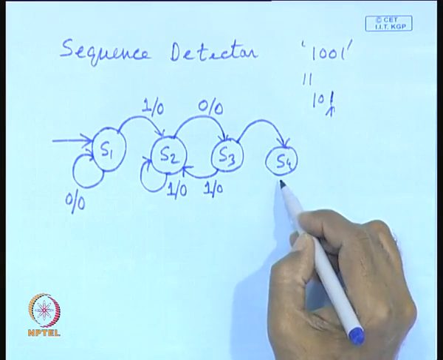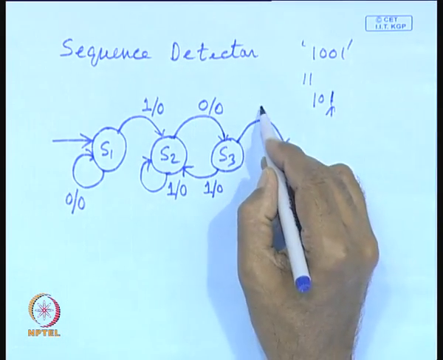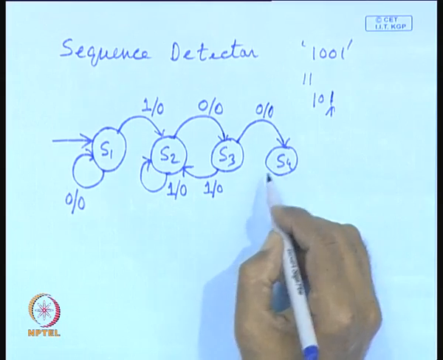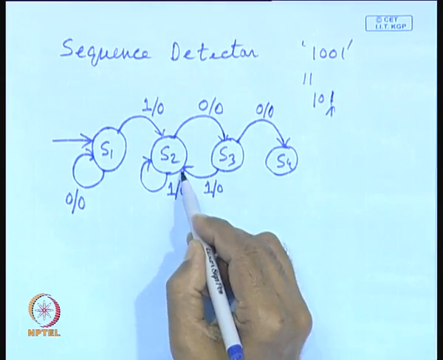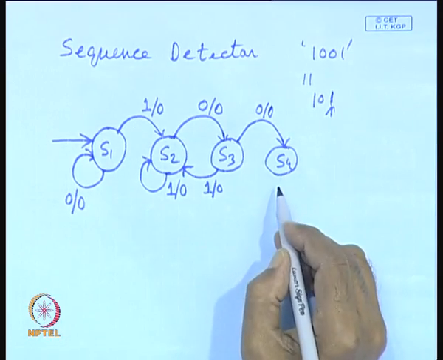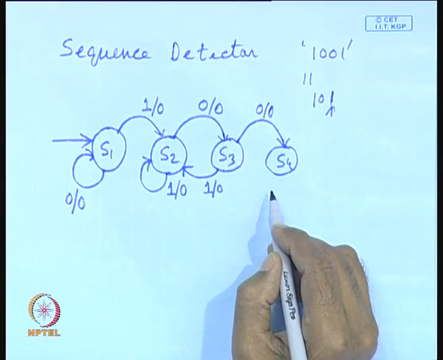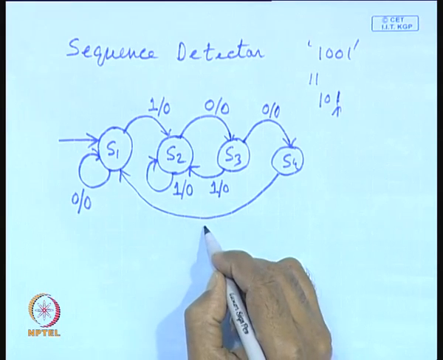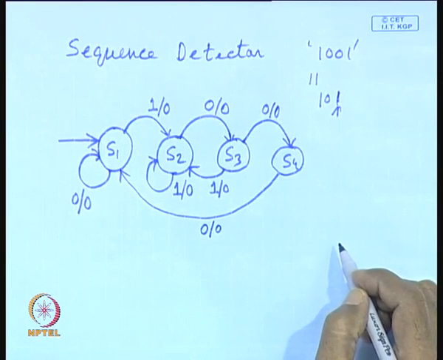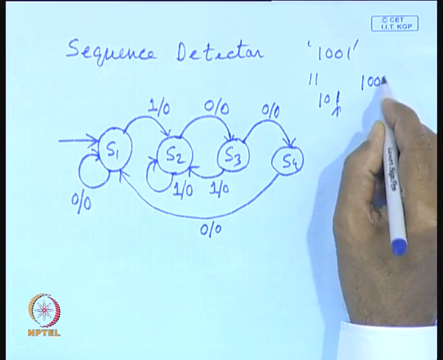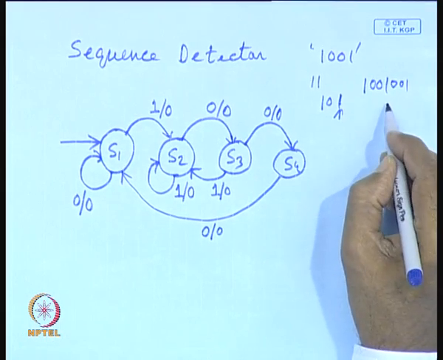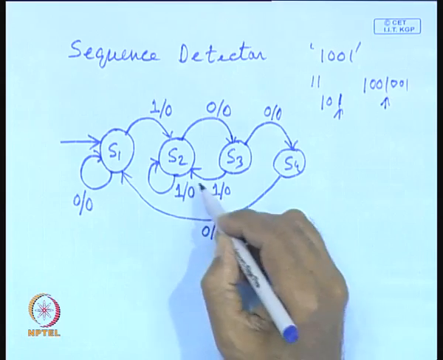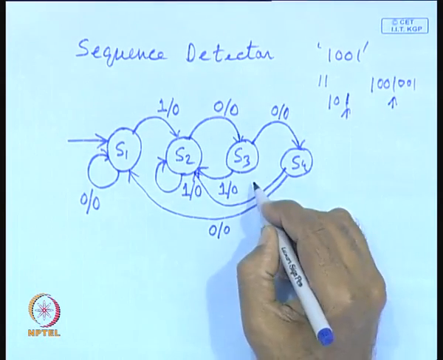Now, when the machine is in state S4, we have seen 1 0 0, and a 0 has come. Now, either a 0 or a 1 will come. Let us assume 0 comes. If a 0 comes, it has to go back to this point, that means 0 by 0. Now, what will happen if a 1 comes, where should it go? You see 1 0 0 1. You cannot rule out the possibility that this is the end of 1 0 0 1 but also the beginning of another 1 0 0 1. That is the reason why you have to go to this state. So, it will be 1 by 1.